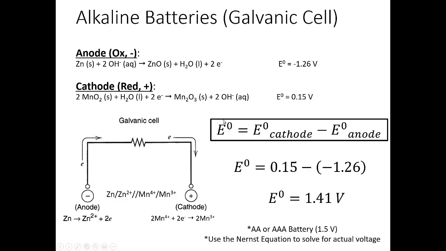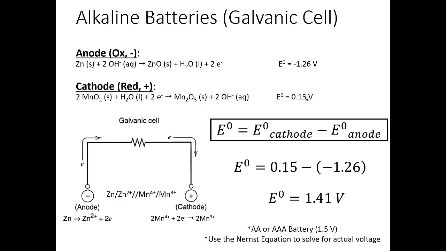So now if we look at this from the standard reduction potentials, we can just take the cathode minus the anode, we can get the standard reduction potential for the cell, and we can see that it's about 1.41 volts. And if you look up a AA or a AAA battery, they are typically 1.5 volts, and the difference here is accounted for in the Nernst equation, where the Nernst equation takes the concentrations of each of your species into account. And so that gives you your differences here than just the simplistic view and overview we see here.